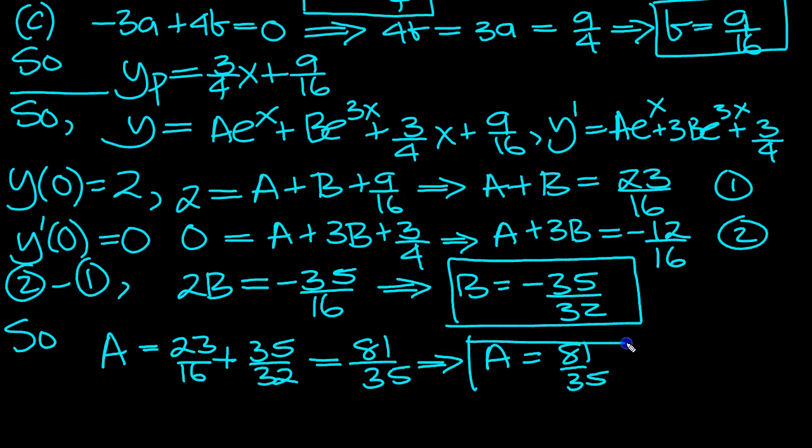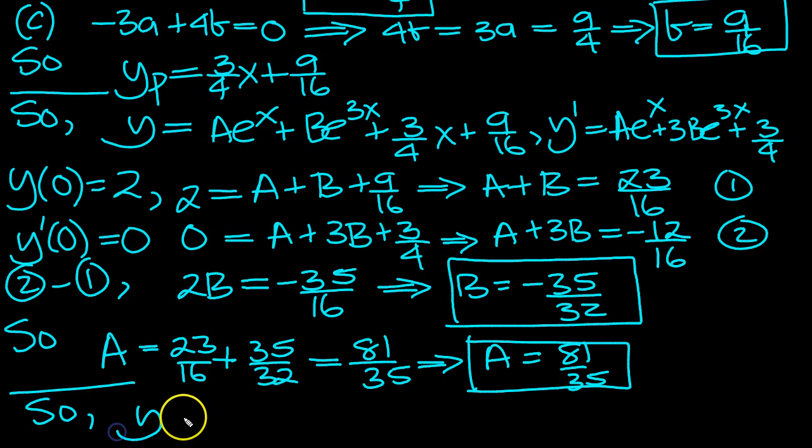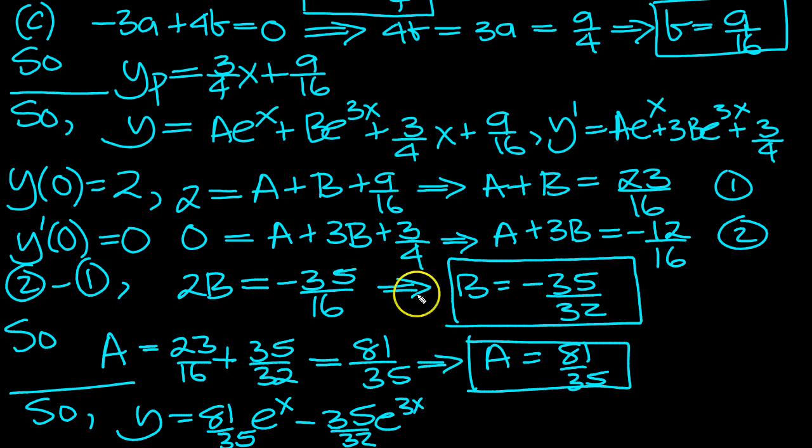There we go. So now we can write down the particular solution. So y equals, here it is here, 81 over 32 e to the x plus b, which is minus 35 over 32, e to the 3x plus 3/4 x plus 9/16.